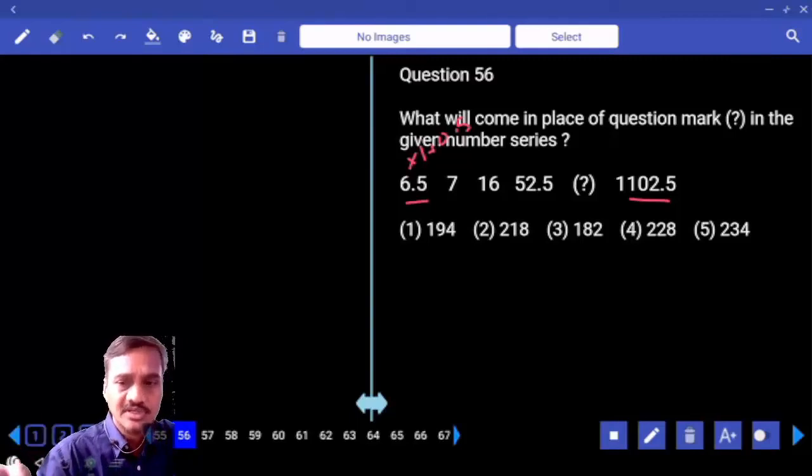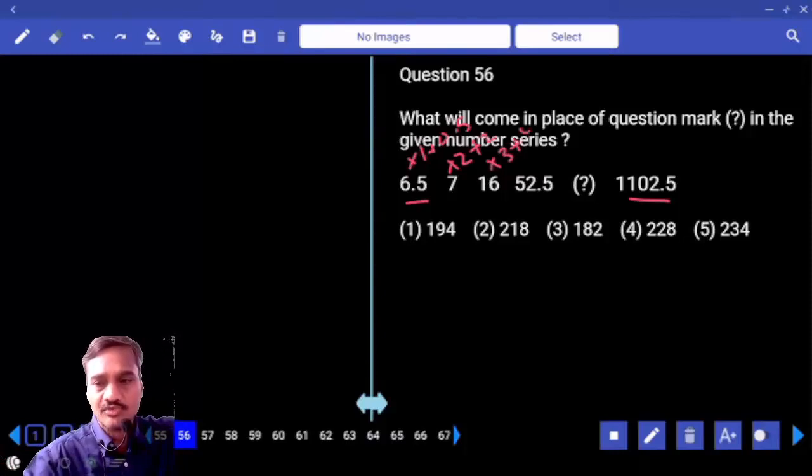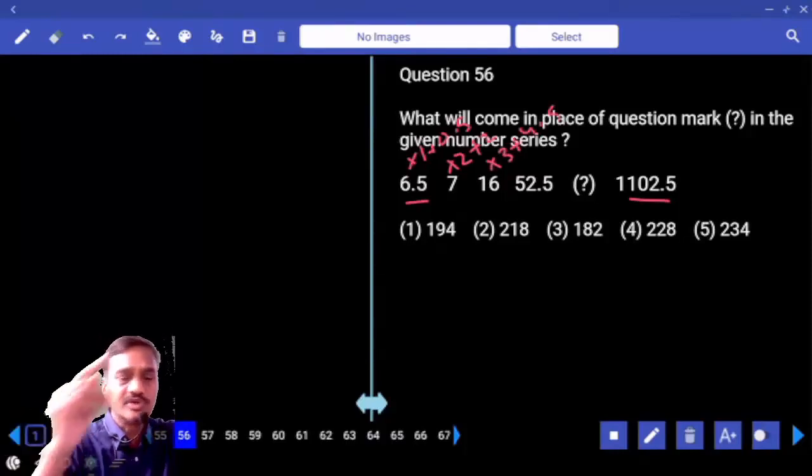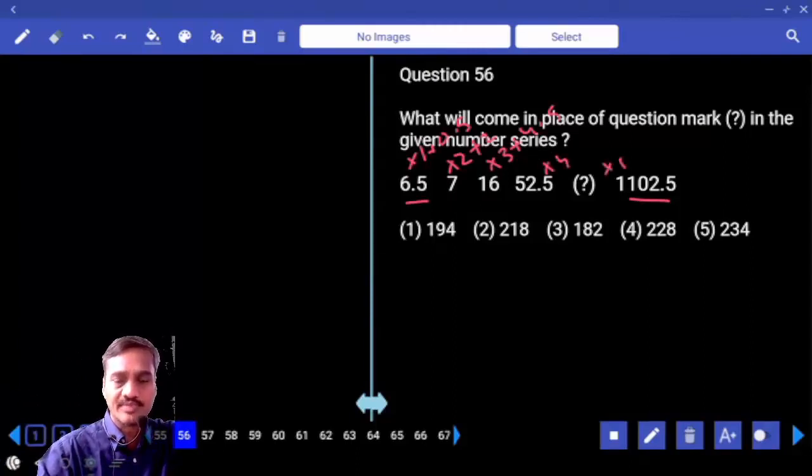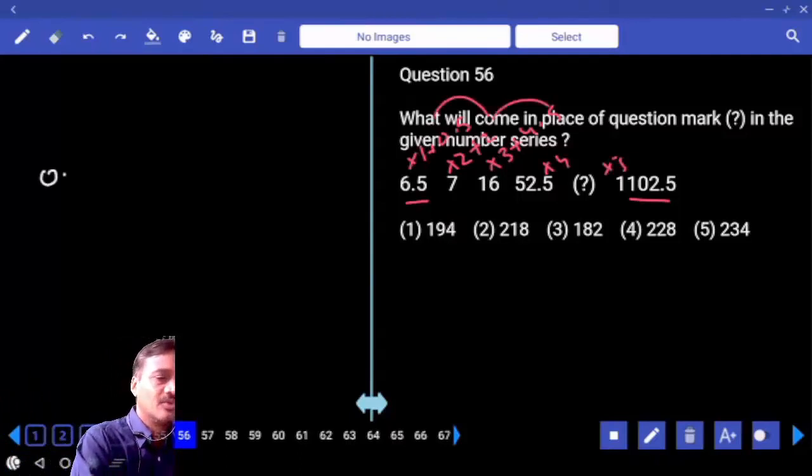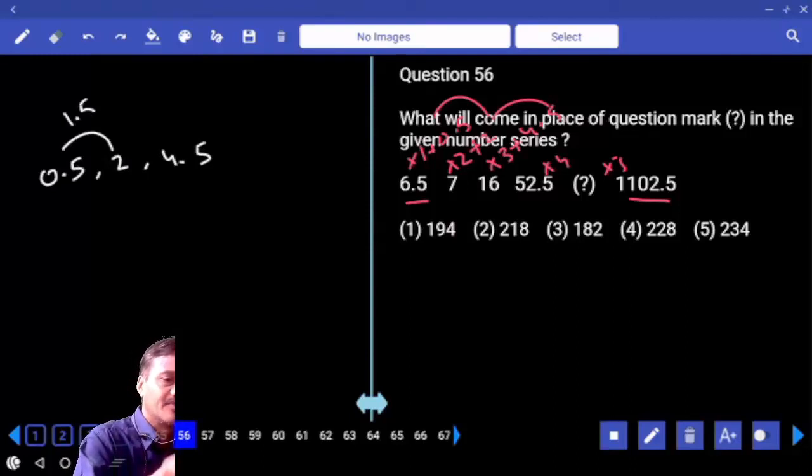And next one, 7 into 2 plus 2. And next one, 16 into 3, 48. 48 plus how much? 4.5. How many numbers are there? 1, 2, 3, 4. And so on into 5. You get 0.5, 2 and 4.5. 0.5 to 2, and 2 to 4.5. Now what is the difference we have? 1.5. You get a difference of 2.5.